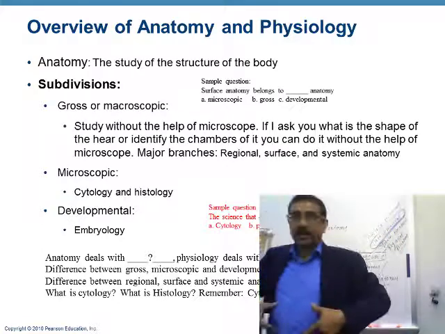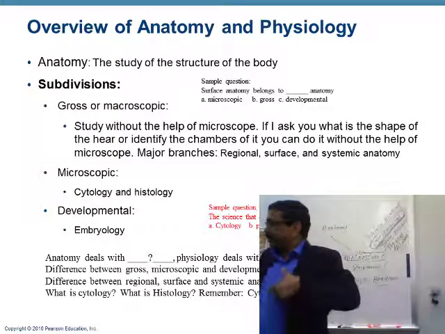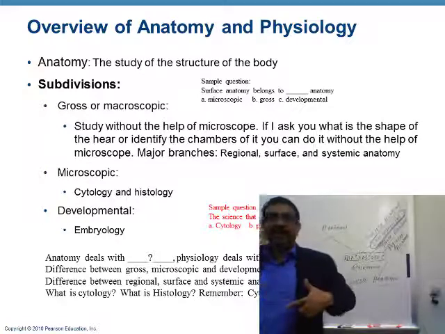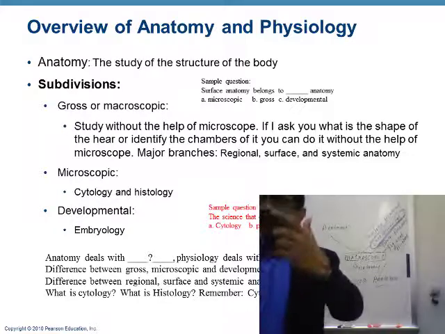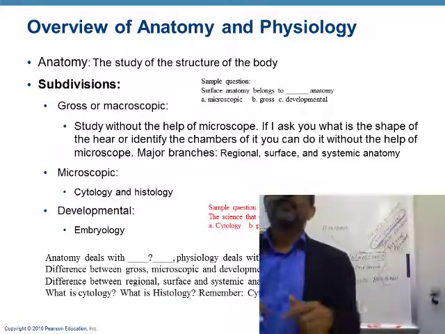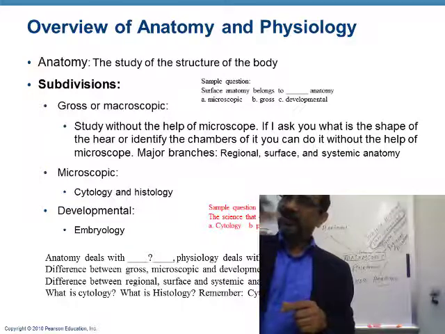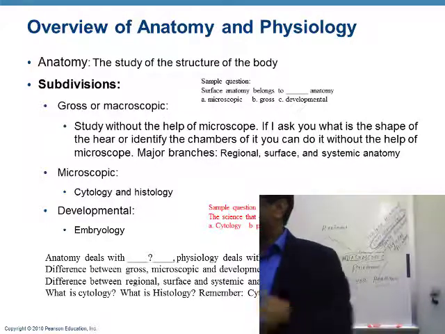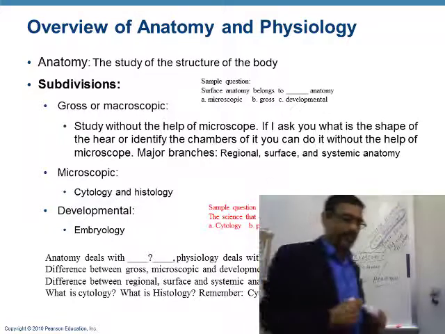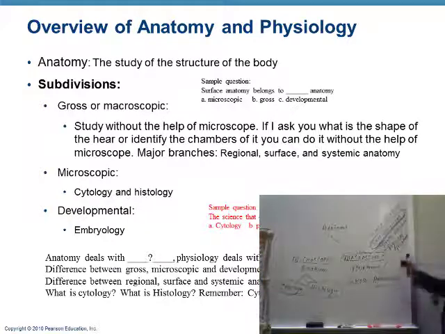How the organs are being formed and changing their size and shape, right? Getting their actual size and shape. So that study is the developmental anatomy. How your body parts, organs are being formed. So anatomists also study that.